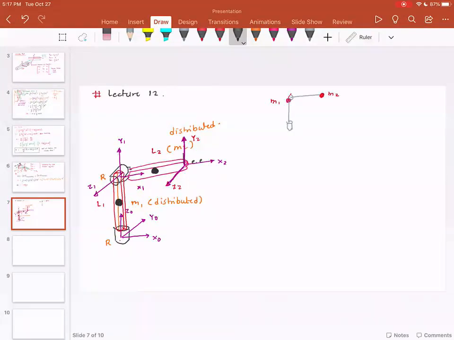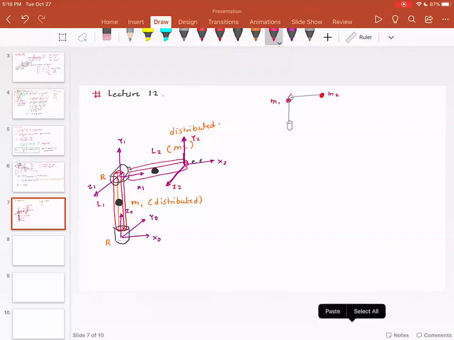Now, my first and foremost objective is to find the equations for kinetic energy. And when you have a distributed mass, and a robot with links like this, it's not a trivial task. And we have to proceed very systematically. The reason is that you will have velocities in three different dimensions, x, y, and z, and angular velocities in three different dimensions, and you have to find the kinetic energy for link one.